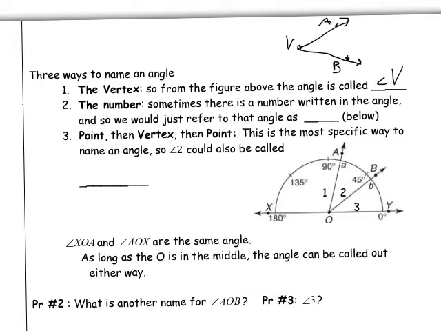The problem with that is, what if I was to draw in another ray here, call it C? Now this suddenly isn't specific enough. I don't know if you're talking about this angle here that we had initially, or this new huge angle here, which is both of those angles combined when you say angle B. So we're going to need a different way.